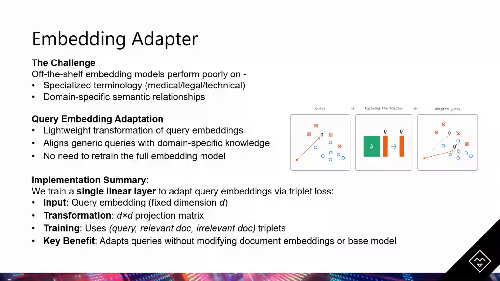Off-the-shelf embedding models struggle in specialized domains due to a lack of domain-specific knowledge. Instead of costly retraining, a lightweight transformation layer adjusts generic query embeddings to align with domain knowledge. This involves a single D by D projection matrix trained with a triplet loss to improve retrieval by bringing relevant documents closer while pushing irrelevant ones away. This approach is fast, cost-effective, and enhances domain-specific search.